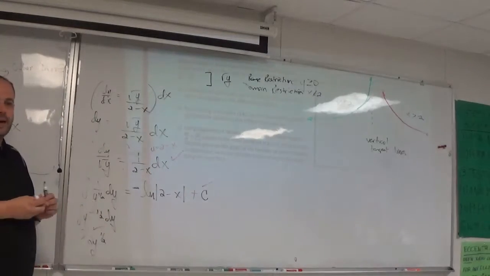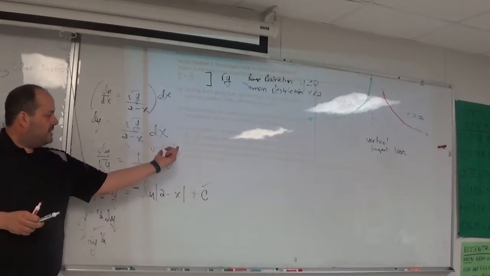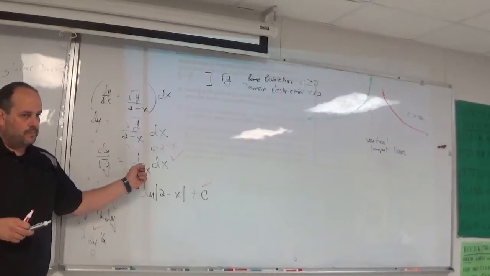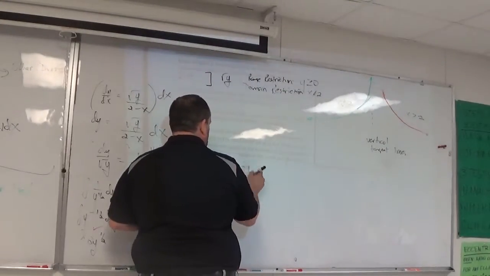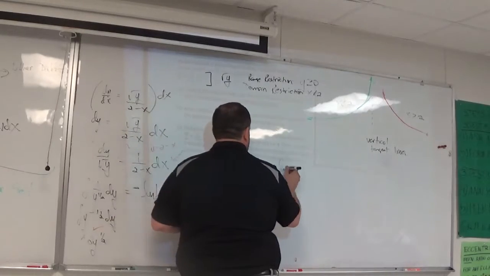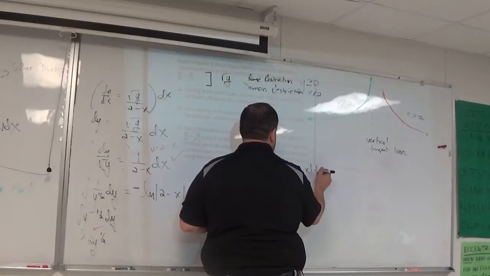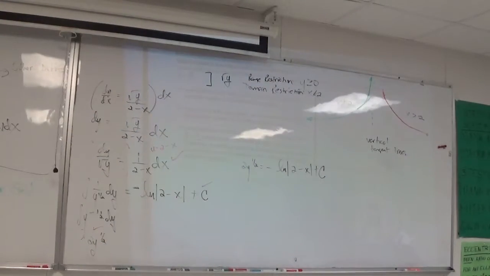Let u equal 2 minus x. And if u is 2 minus x, then the derivative is negative 1 dx, and you'll get that negative to show up. So where everybody should be now is that you've got 2 times y to the half is negative natural log, absolute value of 2 minus x plus c. Finish it off. Solve it for y. Use that initial condition. Make sure you give me the domain.